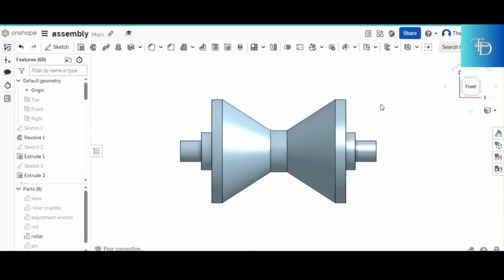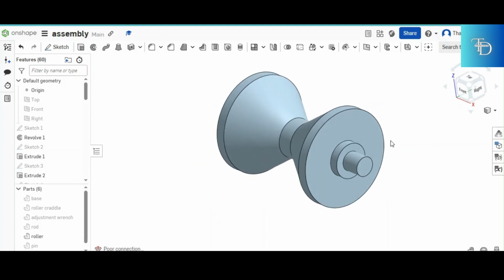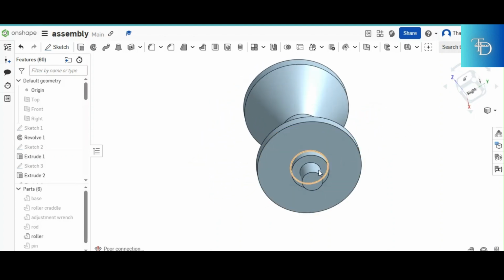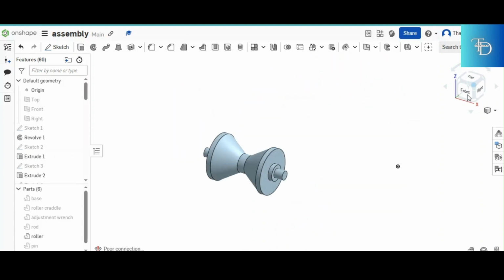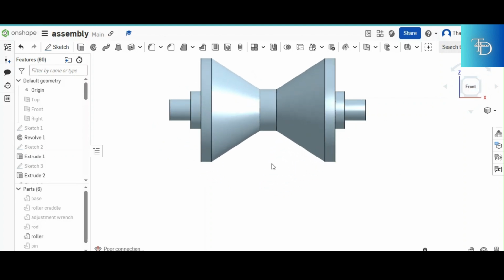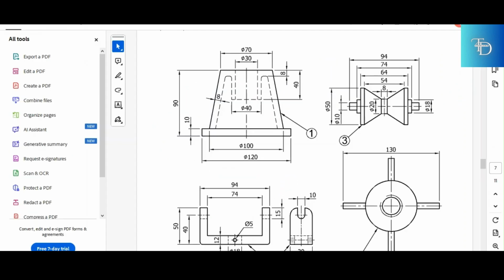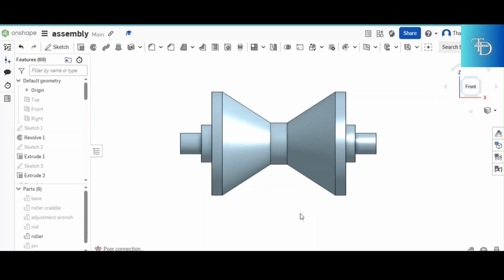So in a 3D form, it looks like this. This is the roller. You have the diameter 10 right there. You have the diameter 18, and then you have the diameter 50. So this is how the roller looks like. And then the front view of the roller looks like this. This is the front, which is the same thing as what you're seeing right there. All right, now let's move on to the following part.